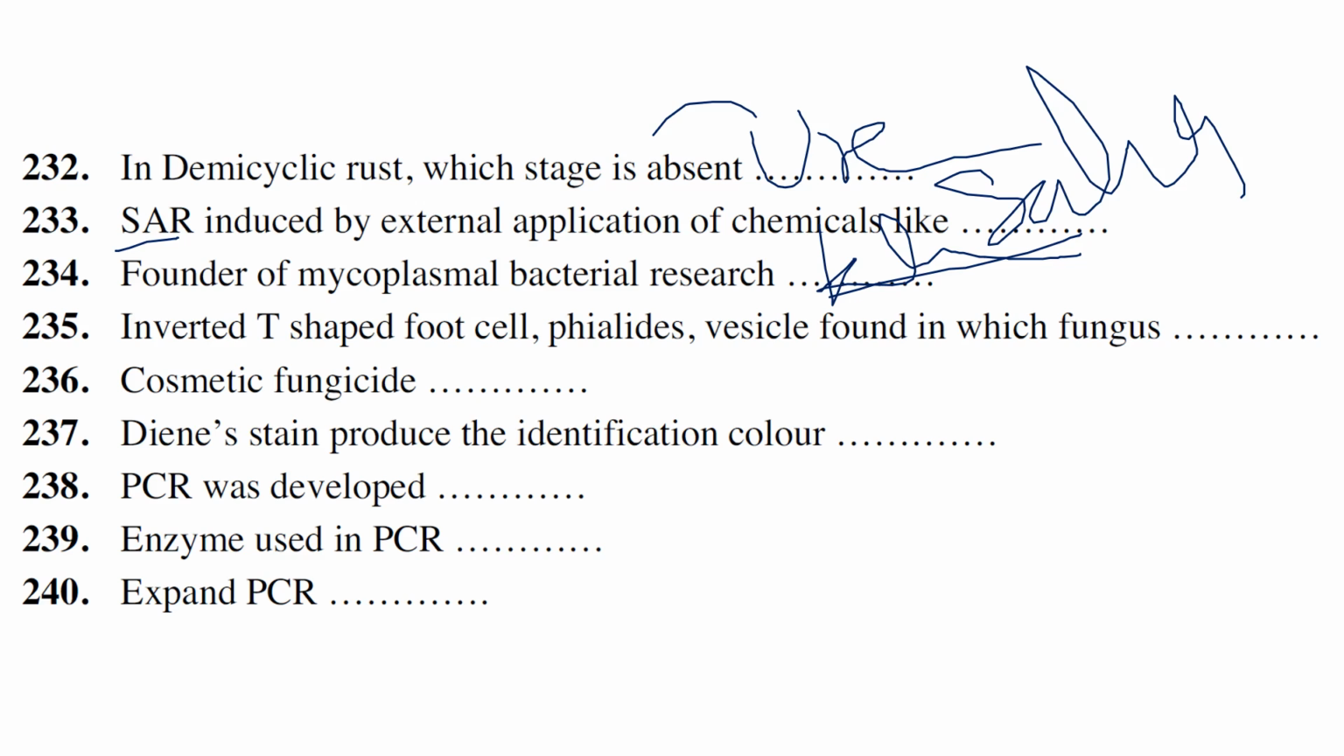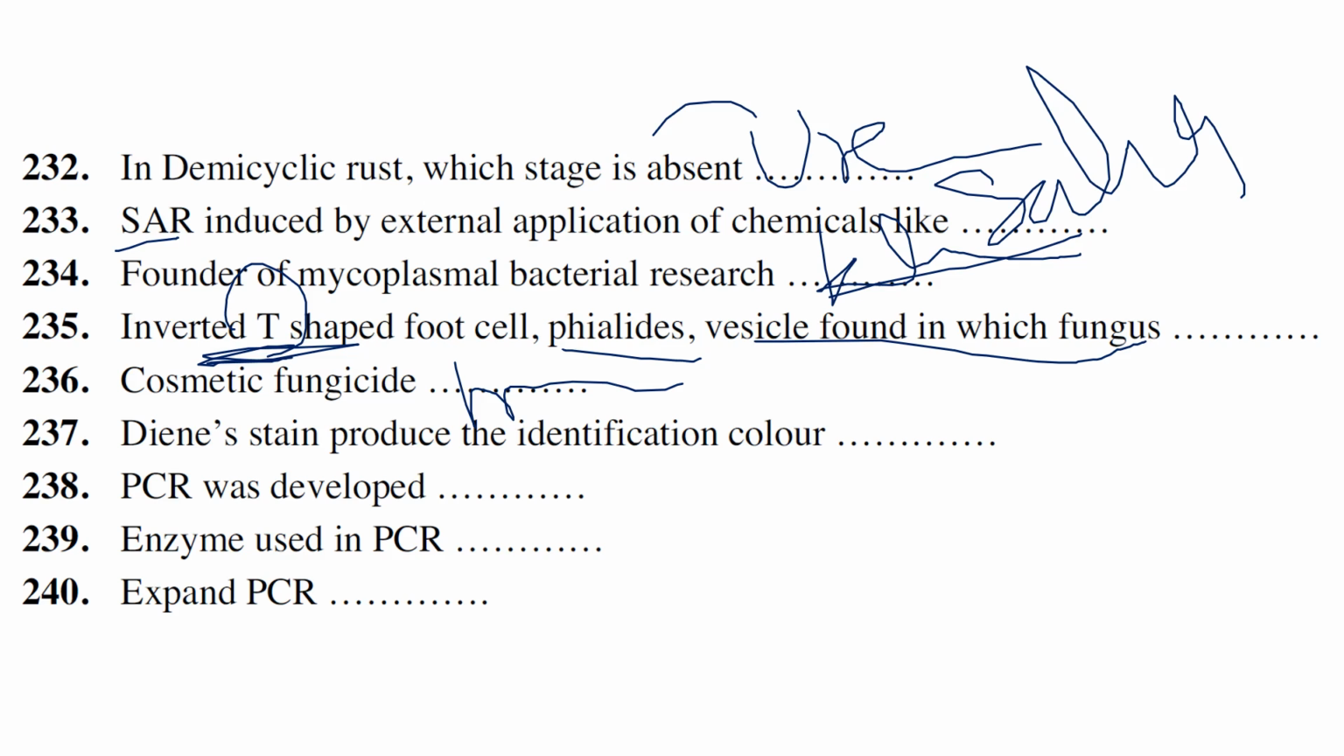Inverted T-shaped foot cells, phialides, vesicles are found in which fungus? So the inverted T-shaped foot cell is generally observed in Aspergillus. The main difference between Aspergillus and Penicillium is the inverted T-shaped foot cell. It is observed in Aspergillus, whereas it is absent in Penicillium. The next one is which fungicide is considered a cosmetic fungicide. There is a fungicide called tridemorph, which is considered a cosmetic fungicide.